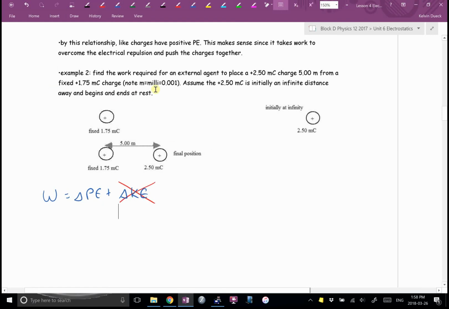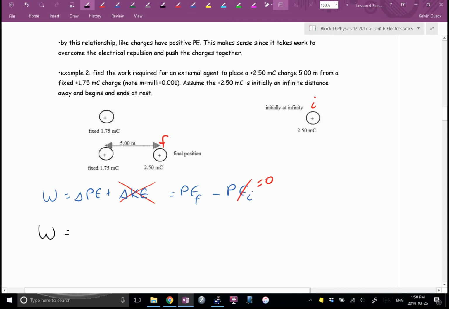Okay. Lena, what's change in anything? PE final minus PE initial. Now, in this case, Lena, unlike the last question, initial is out at infinity and final is there. What's our initial potential energy? Okay. Work is going to be PE final.